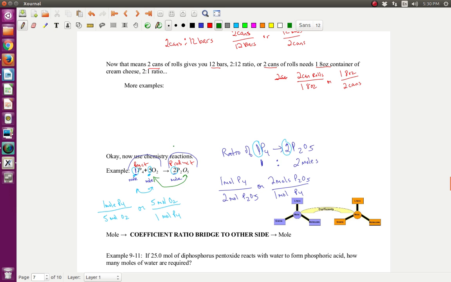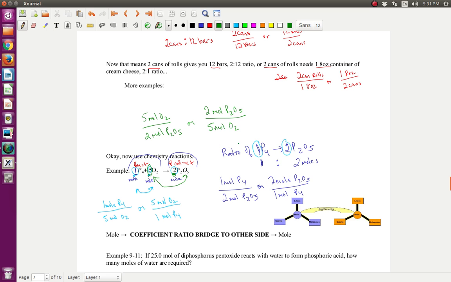So I'm going to set these ratios up on top. Notice that there are 5 moles of oxygen will create 2 moles of diphosphorus pentoxide. Or I could say 2 moles of diphosphorus pentoxide are created by 5 moles of oxygen. And it just depends on which part of it you need to cancel out. These are the ratios you're going to use.